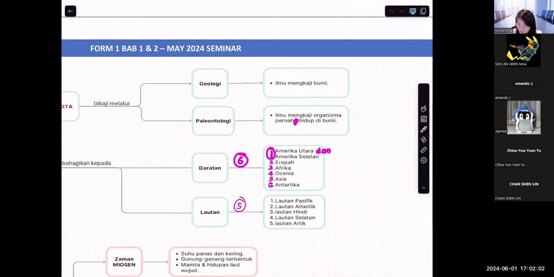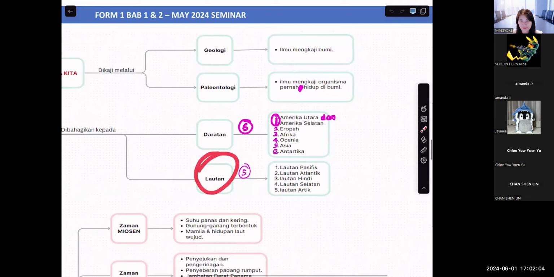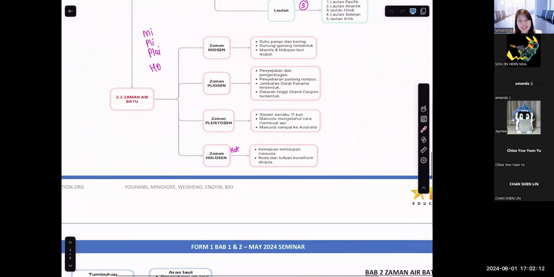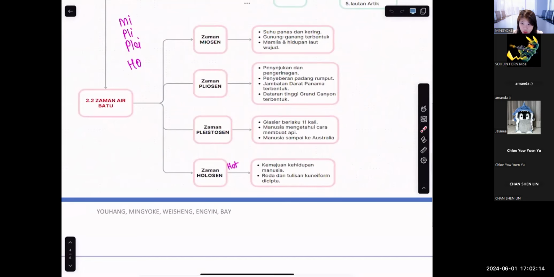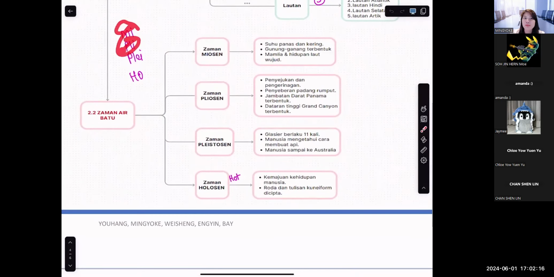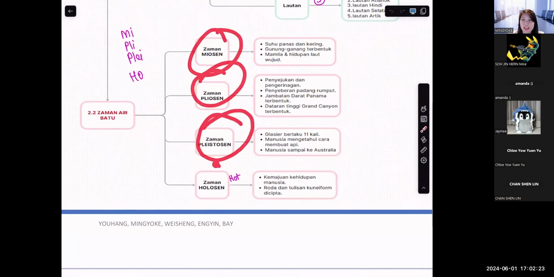Okay, now next our sea. I have 5: Lautan Pacific, Atlantic, Hindi, Selatan, and Arctic. Okay, now our ice age is divided into 4 stages, namely the Miocene, the Pliocene, the Pleistocene, and the Holocene.